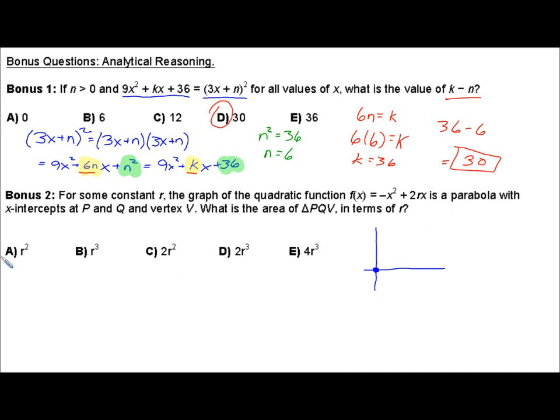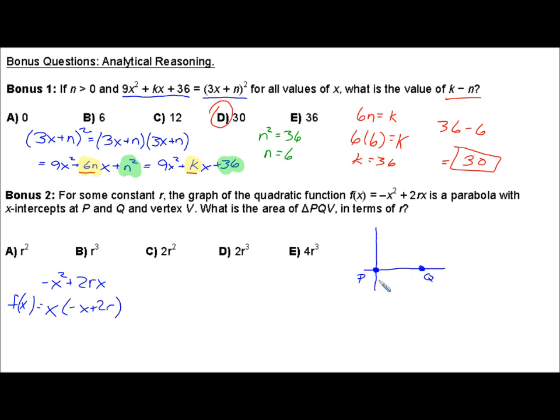To clarify that a bit, let's look at this. Negative x squared plus 2rx. From that, you can actually factor out an x. And you're left with negative x plus 2r. Because I can factor that x out like that, I know that if I was going to set this equal to 0 to find my roots, x equals 0 is one root. So I do have a root at the origin. I also have a root somewhere over here. And they're actually giving us the names of these roots, the x-intercepts, p and q.